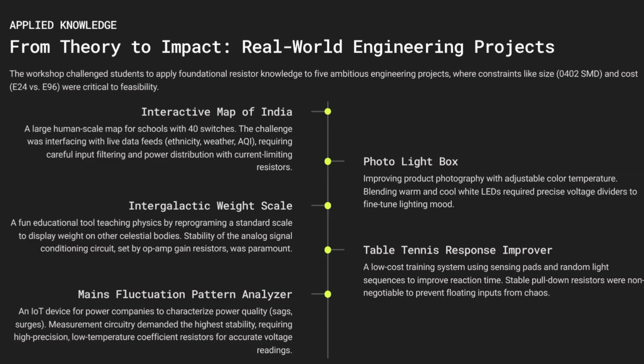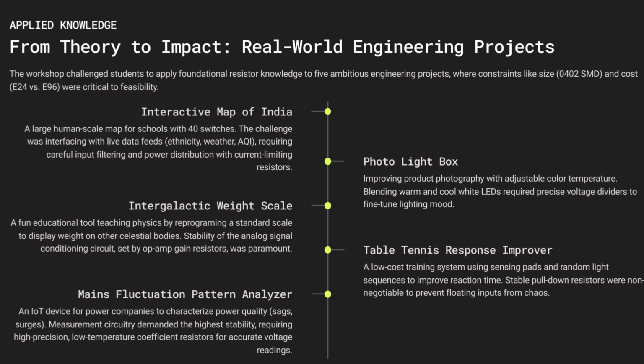Okay, project 2, the photo light box. This was for improving product photography. Good lighting is the first thing you need for a good product shot. But the critical technical requirement here was adjustable color temperature. Meaning you can change the light from warm to cool. Precisely. The student had to design a circuit to blend different types of LEDs. Warm white, which has more red, and cool white, which has more blue, so the user could finely tune the mood of their photograph. That means very precise voltage dividers to control the brightness of the different LED strips.